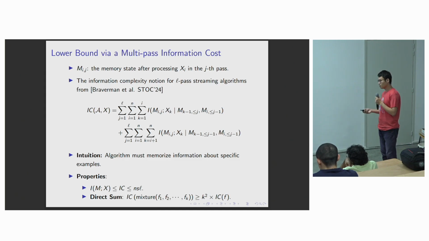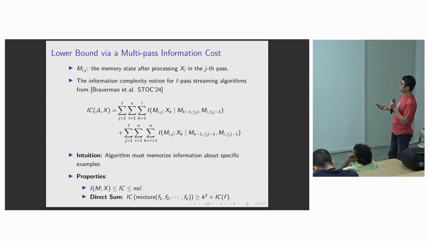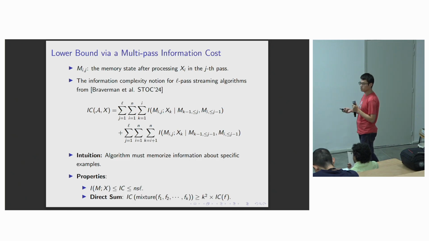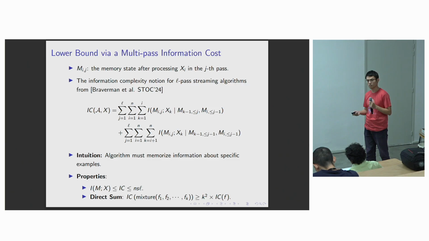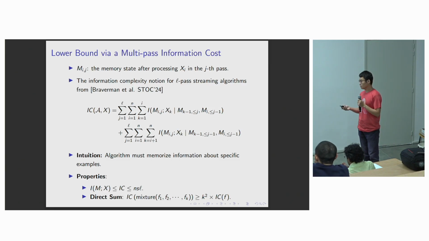As we mentioned, our paper relies on the multipass information cost, and here is the definition of the notion. This notion was introduced by a previous paper, and here M_i^j means the memory state of the algorithm after processing xi in the j-th pass. This notion is proposed to capture the intuition that the streaming algorithm must memorize some specific information about specific examples. This notion has some nice properties. The first is that it provides lower bounds on the space complexity. Second, the notion satisfies a direct sum property, that is, the IC of a mixture of k independent subproblems is at least k times the IC for each.